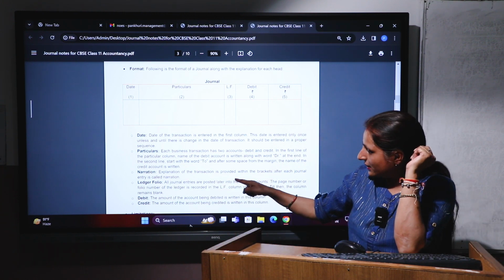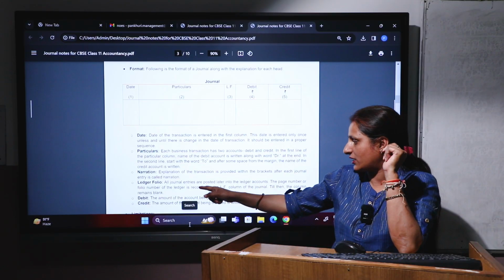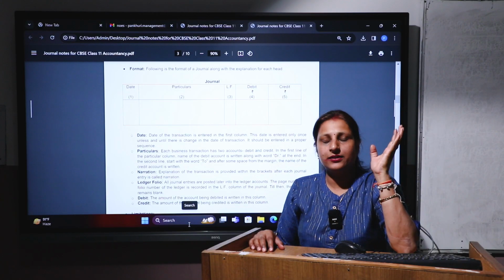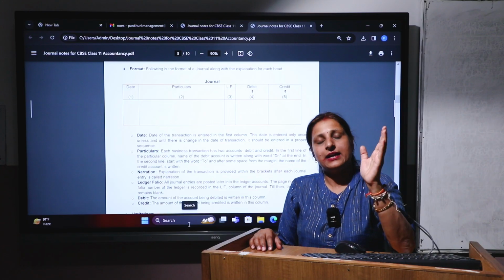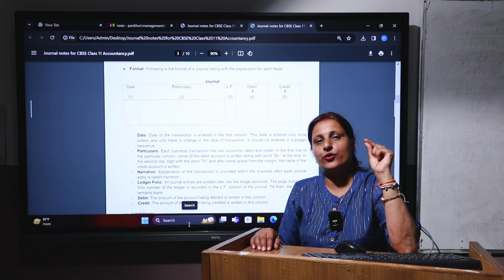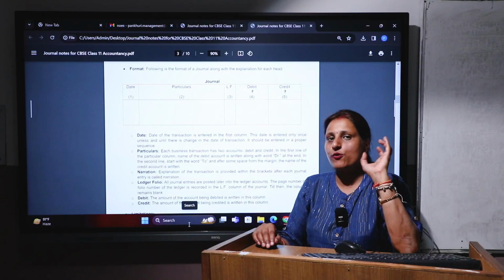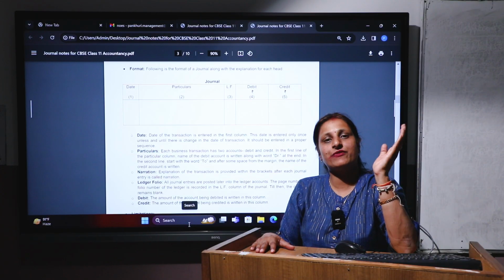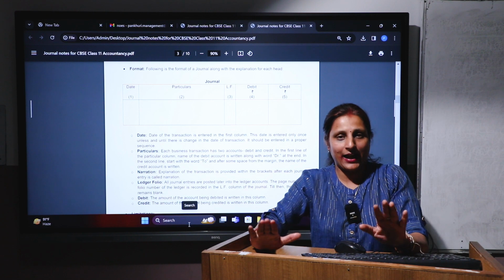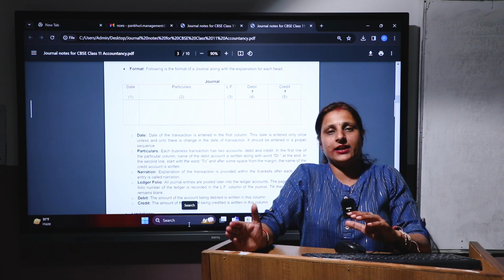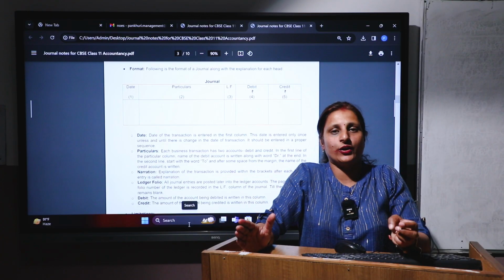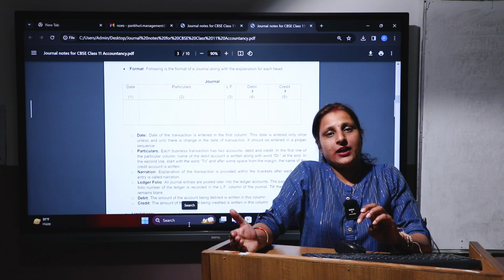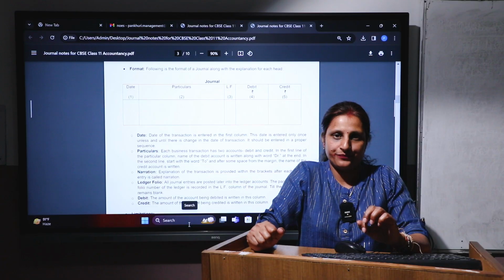All journal entries are posted later into the ledger account. The page number or folio number of the ledger is recorded in the LF column of the journal. Till you post the entry in the ledger, this column will remain blank. As you record the entry in the ledger, you simply post the number in front of the entry, so that it becomes easy to find out whether all the entries have been posted in the ledger or not, and where they have been posted. If anybody wants to do an audit or check my accounts, he or she can very conveniently check them by these numbers.